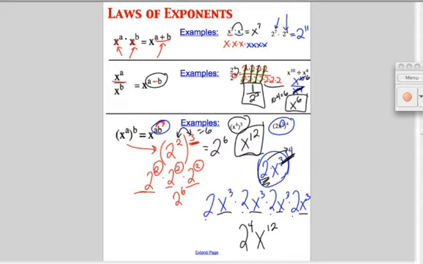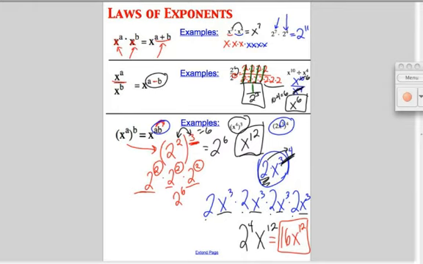Now the good news is I actually know what 2 to the 4th is. I could do 2 times 2 times 2 times 2, and I would get, let's see, 2 times 2 is 4, times 2 times 2, I'm going to get 16. So this is even more simplified if I write 16x to the 12th. There's your answer for the second example.